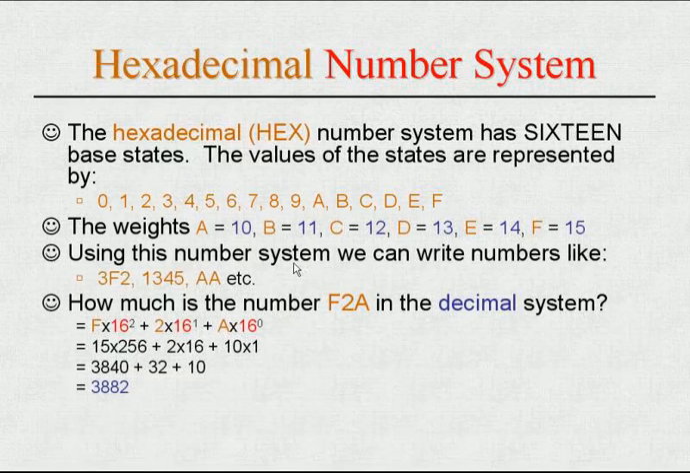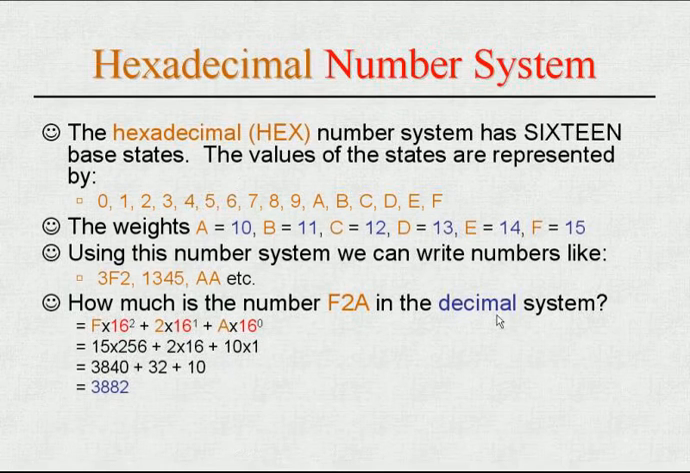You can use the hexadecimal number system to write numbers such as this, 3F2, 1345, AA, things like this. Any character that you see here is a valid number that you can use in the hexadecimal number system. So AA is actually a number. 1345 is actually a number. And we'll convert these to decimal so you can see what these mean.